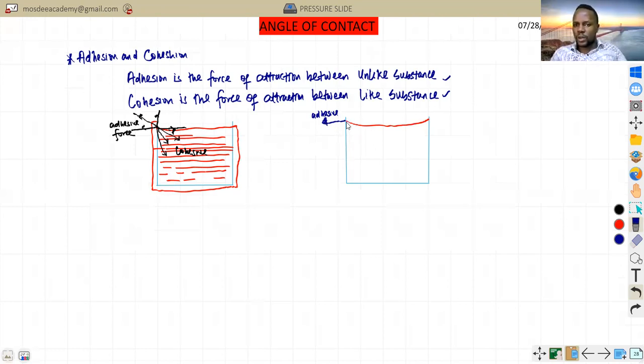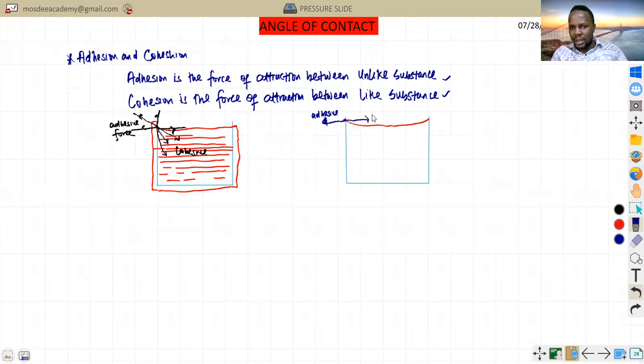Then the cohesive force we are talking about acts in more than one line, because we have a cohesive force that is also acting in the same line, but the direction is inside the liquid. Now, this cohesive force is called the horizontal cohesive force.